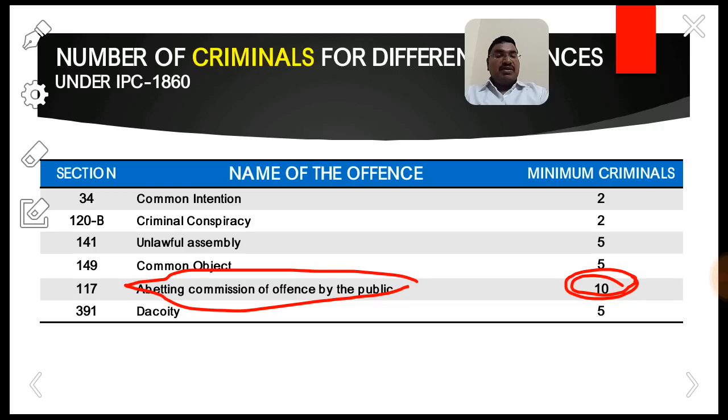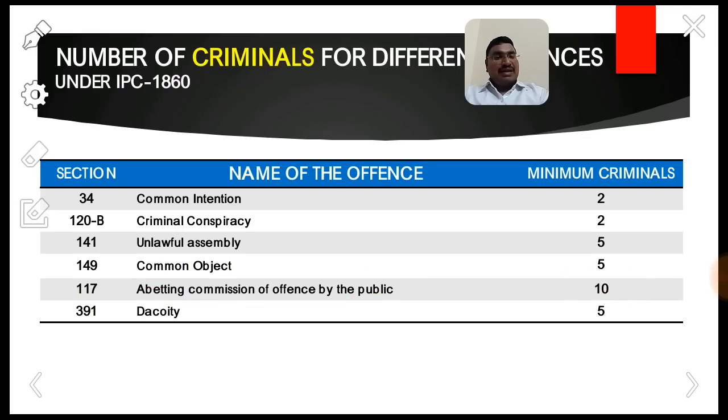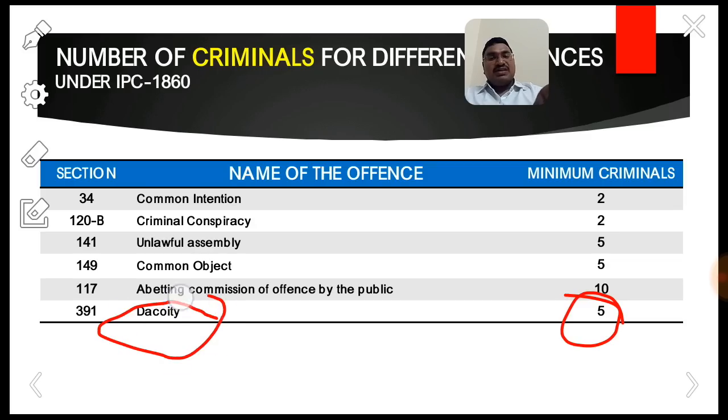10 is the minimum number of criminals under section 117, that is abetting the commission of certain offence by the public. Abetting the public in order to do certain offence requires 10 members as public. Then at least 5 criminals are required in order to commit the dacoity under section 391.